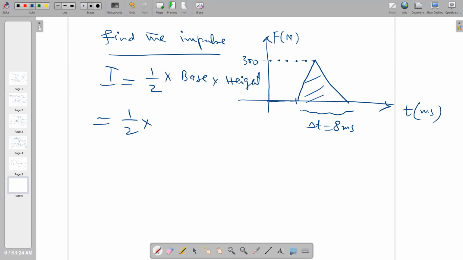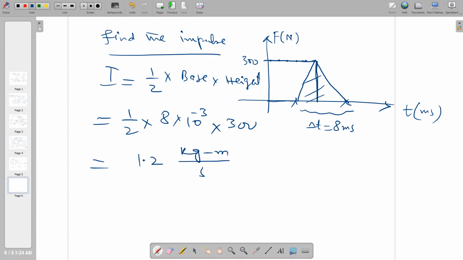And delta t is from here to here, and this is 8 millisecond, that is 8 into 10 raised to minus 3 second. Height is 300. So you can solve this one. The answer is 1.2 kg meter per second, or Newton second.